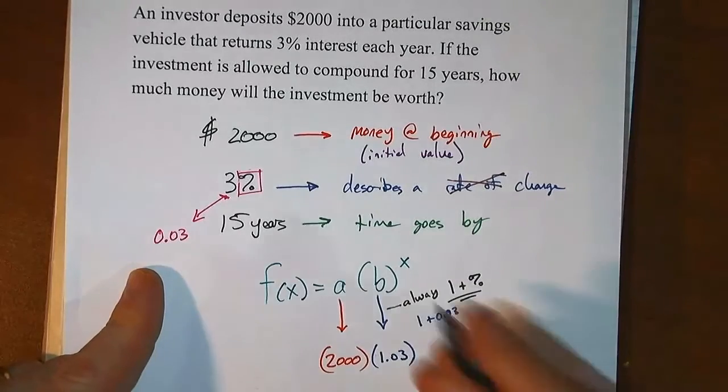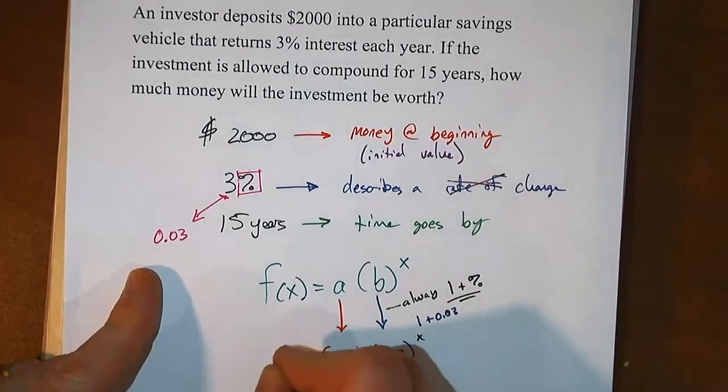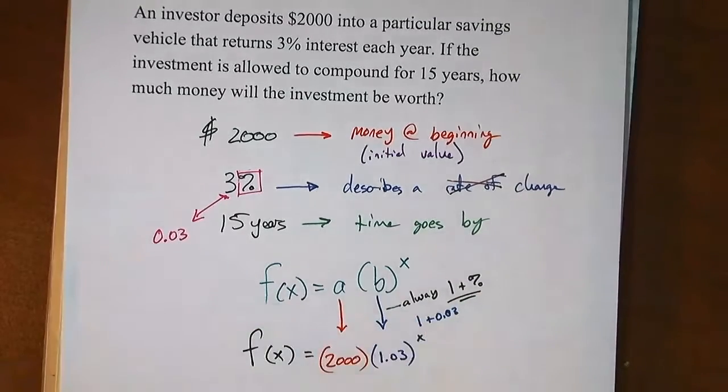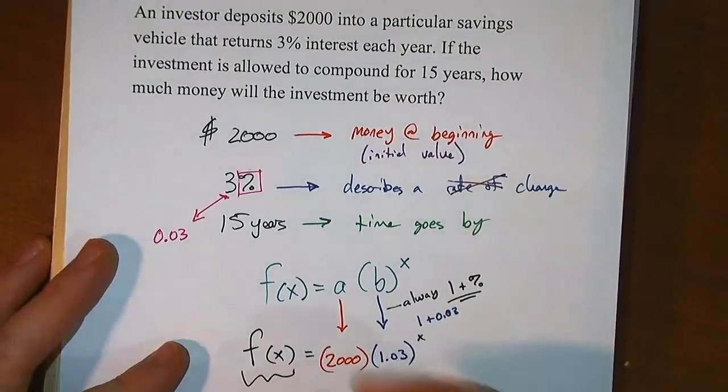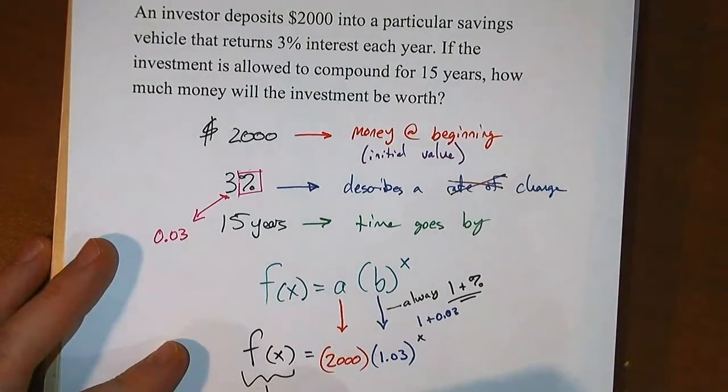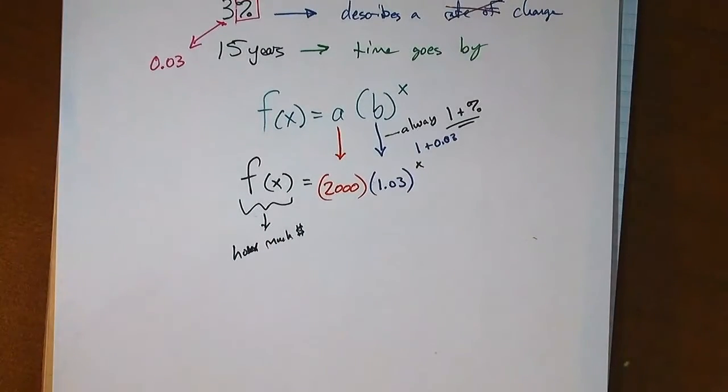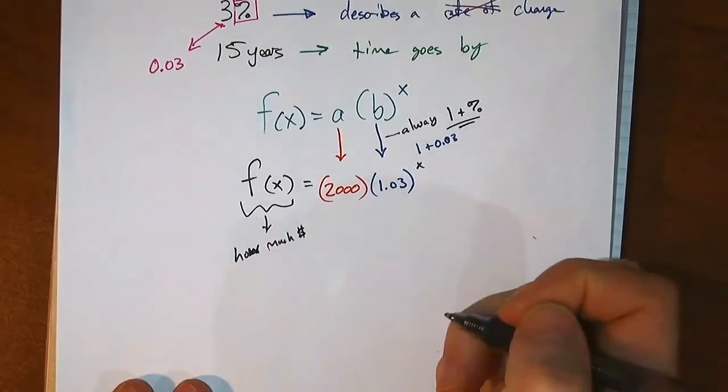Okay, so this is my function. So all I need to do to figure out how much money I have, that's what f of x is going to be, how much money I have. Sorry, I can't spell how much money I have. Doesn't matter if I can't spell it if you can't see it. I'm sorry about that. How much money I have is what f of x is.